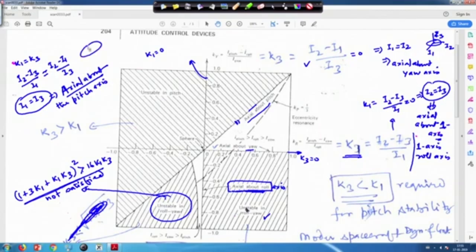So, something like this, you have I 1 and we will have to name it properly. So, we will name this as I 1, I 1 and I 3 are equal. So, this is I 1, this we will name as I 2 and this we will name as I 3. So, I 1, I 2 and I 3 using the right hand rule. Okay.